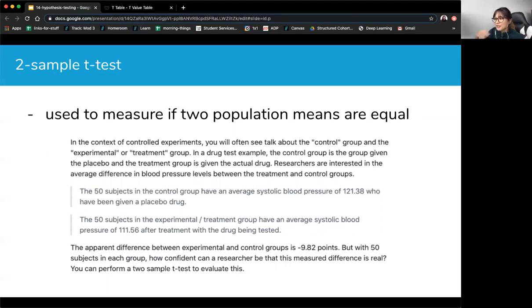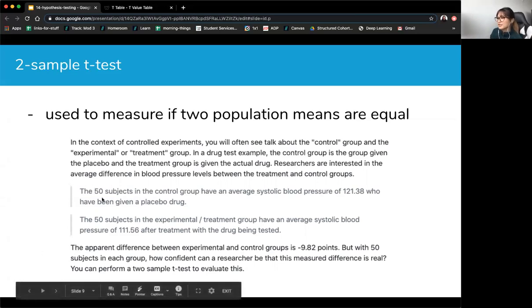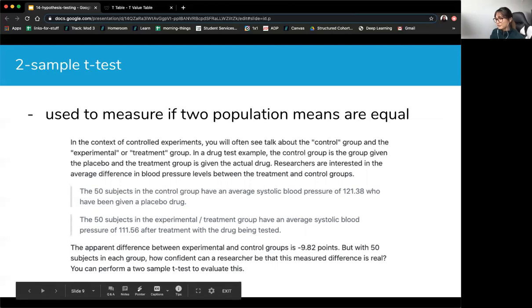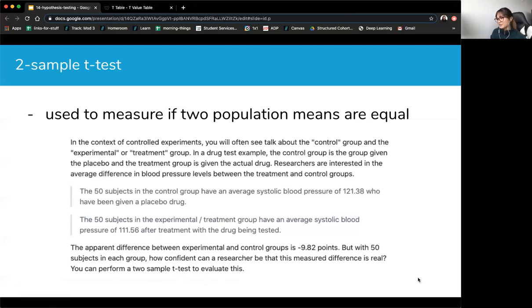And it was given to 50 out of 100 people in this experiment. So here you can see that there are 50 subjects in a control group that have an average systolic blood pressure of 121 who have gotten a placebo drug. And then there's 50 subjects in an experimental slash treatment group that were given the actual drug, and they have a blood pressure of 111.56 after treatment with the drug being tested. So basically, it actually puts it very well over here. The apparent difference between the two groups is 9.82 points. But how confident can the researcher be that this measured difference is real or statistically significant? We just want to see if the 9.8 point difference is a significant difference between these two groups. So that's our setup. Does anyone need to clarify anything?